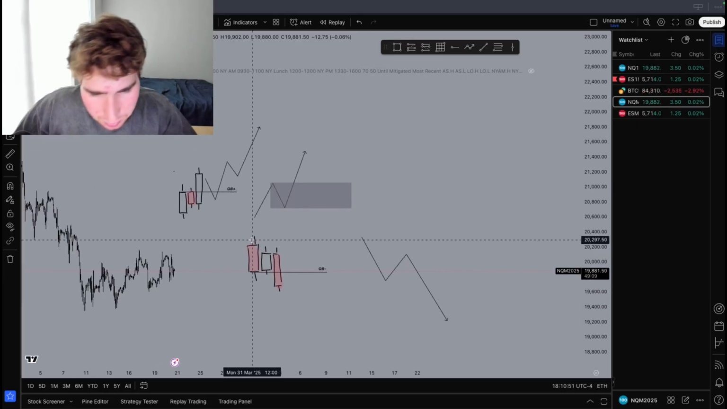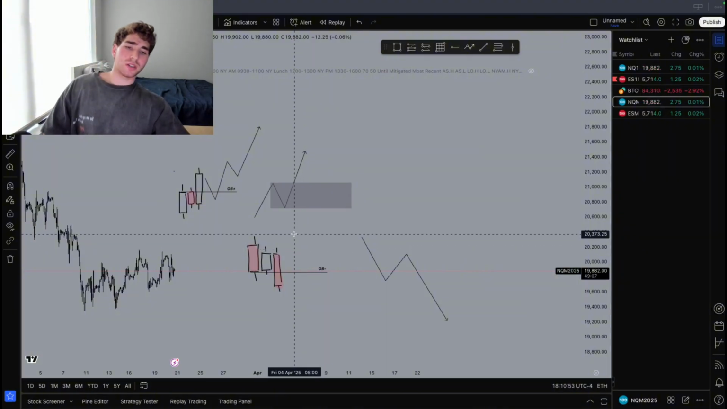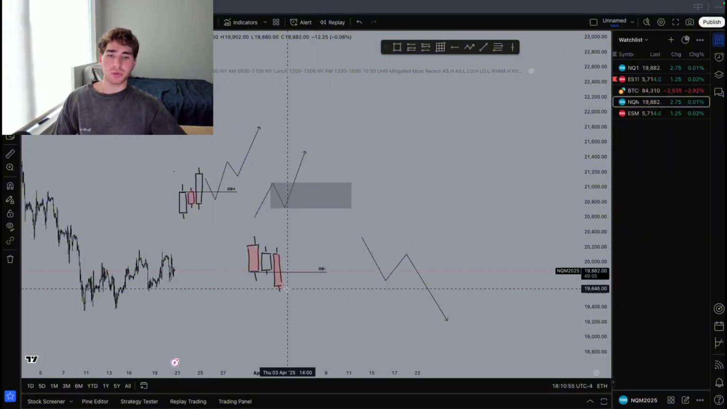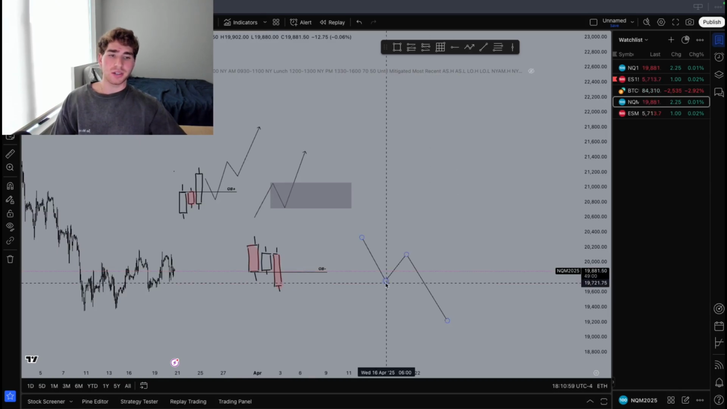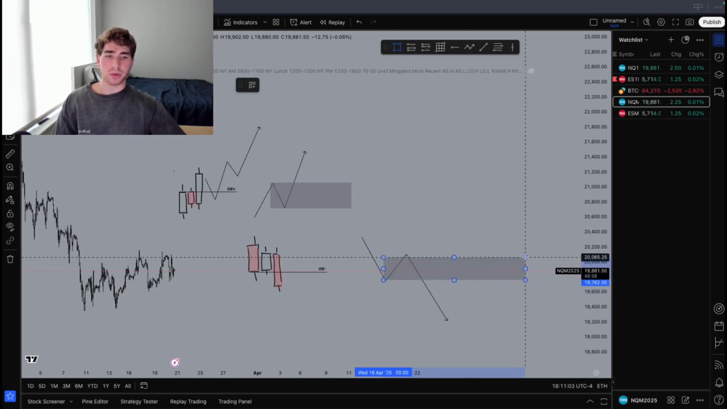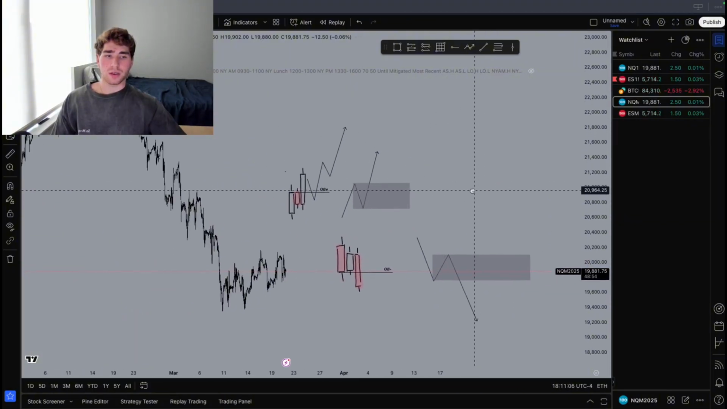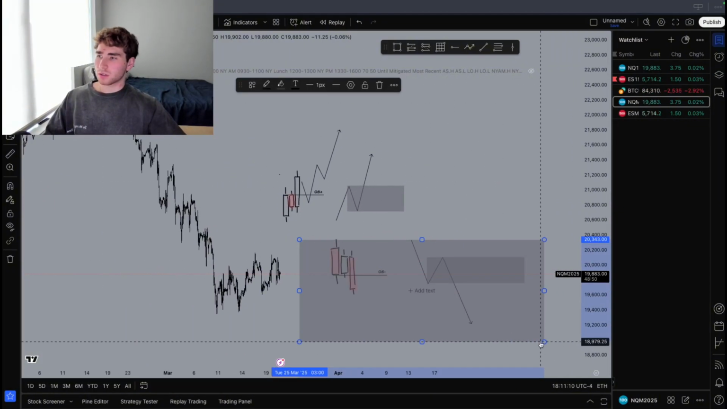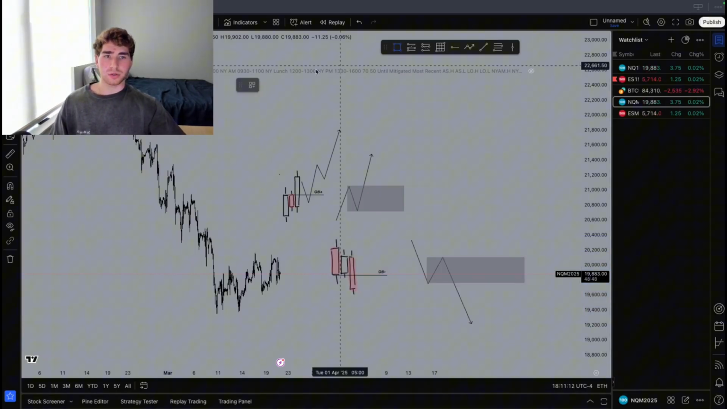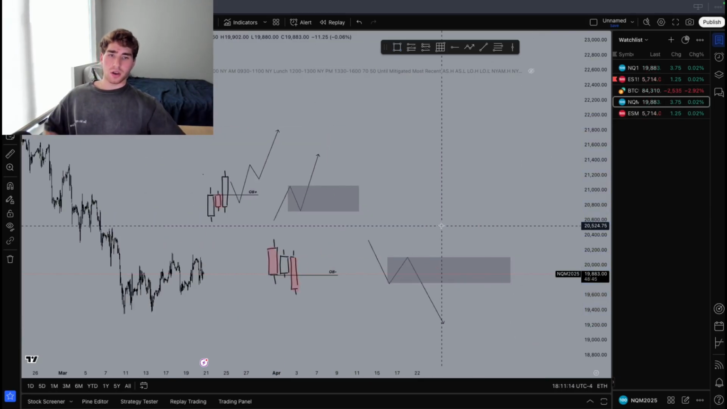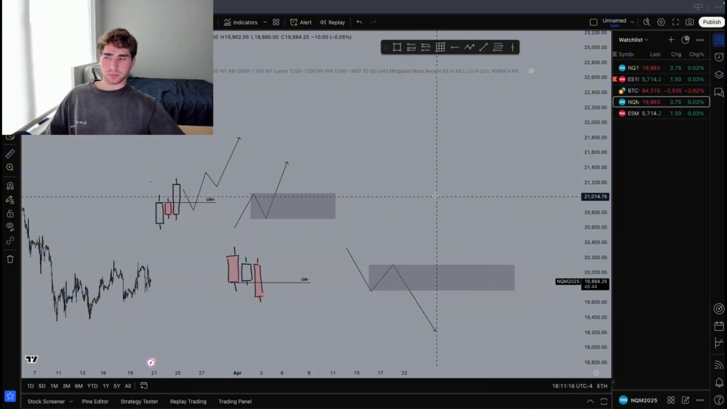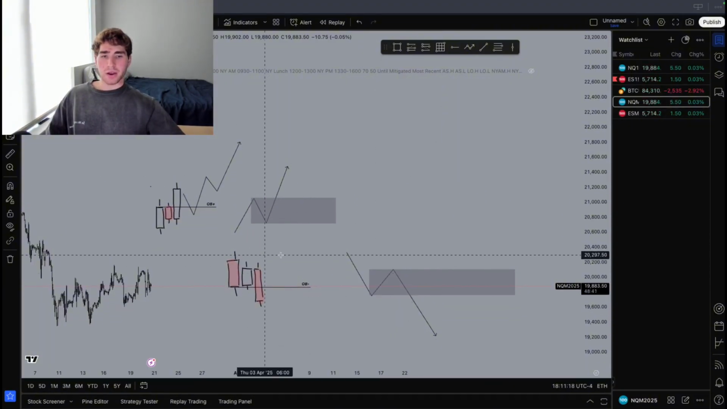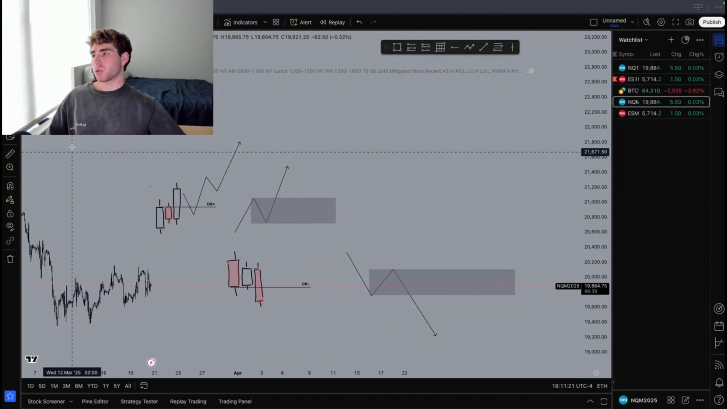Look. Displacement to the downside, and last move to the upside before it moved to the downside. Displacement to the upside, last move to the downside before it moved to the upside. Order block, right? These two are the same, right? And these two are the same. Screenshot this. Bullish, bearish, bullish, bearish. Screenshot this.